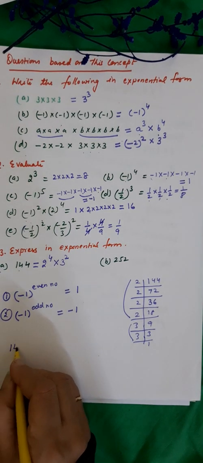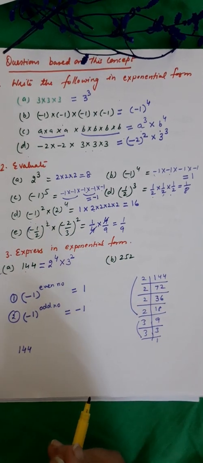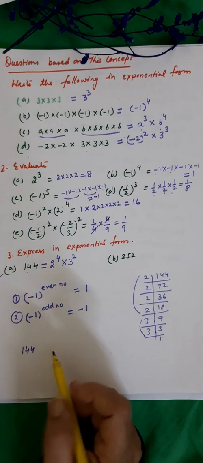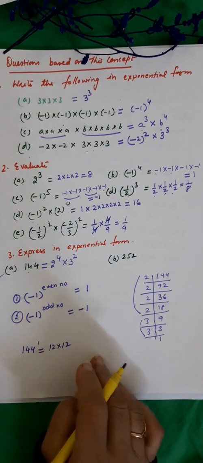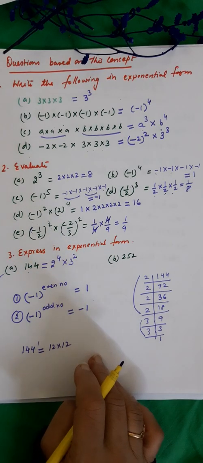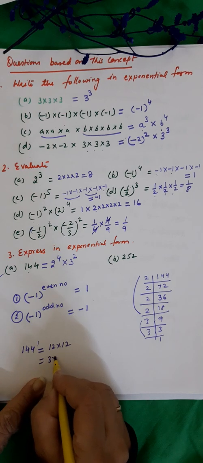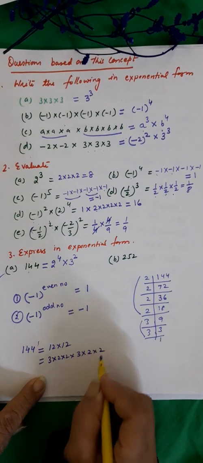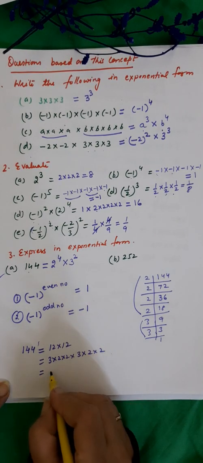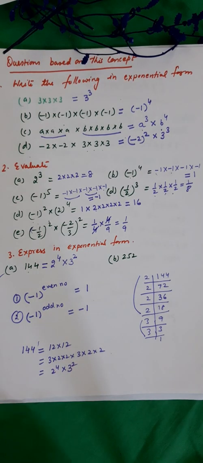Another method can be there, 144. If you don't want to do this, and in question it is not mentioned, since it is a simple number, you know that 144 is nothing but 12 into 12, and whenever I have to write in exponential form, then they will ask you to write in prime factors, right? So I can convert it into prime factors as 3 into 2 into 2. This again can be converted 3 into 2 into 2. Mentally you can do. So this is again nothing but 2 raised to the power 4 into 3 raised to the power 2. Alright? Okay.